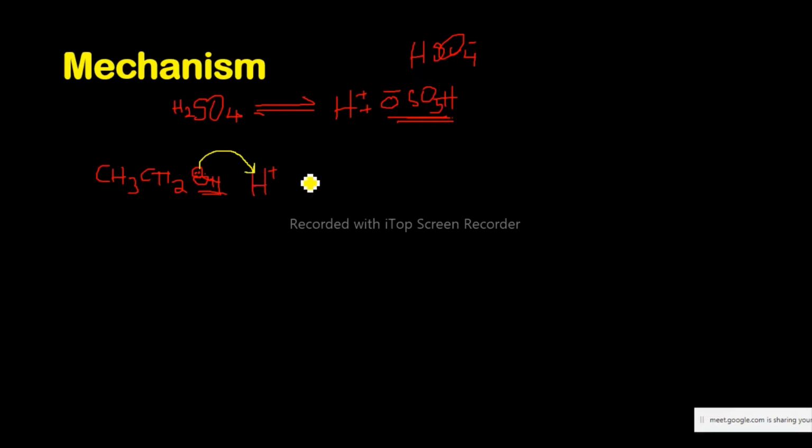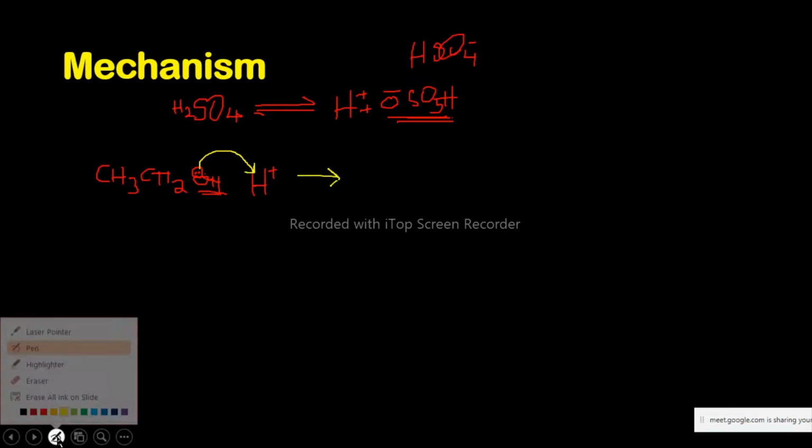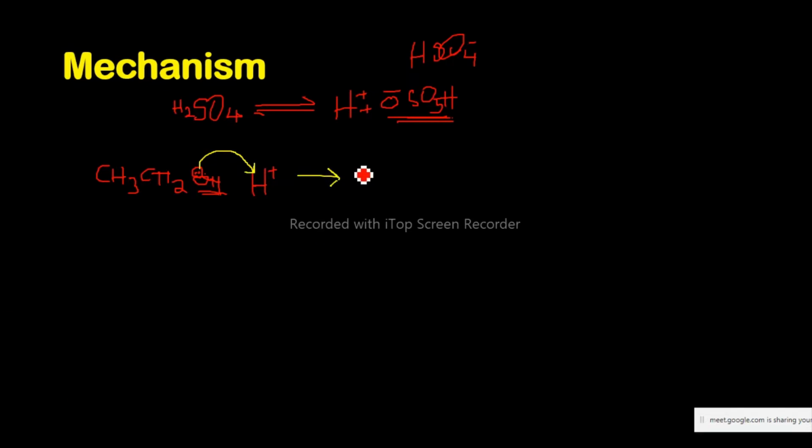So what do you form? You will form a protonated alcohol, an alcohol which is protonated, and that protonated alcohol has a very good leaving group. So you form CH3CH2 with this bond, then the oxygen. Now you see, this oxygen has lost its electrons. Are you seeing that?